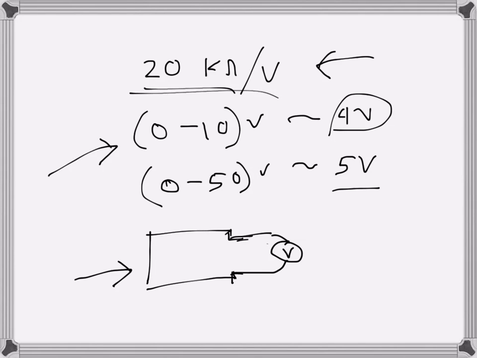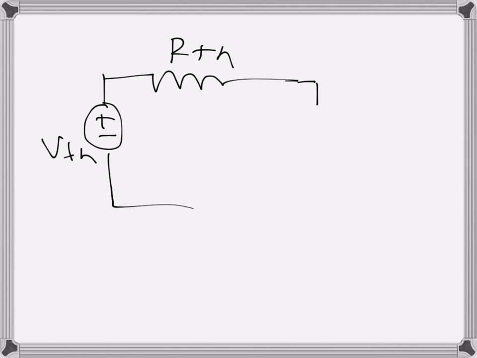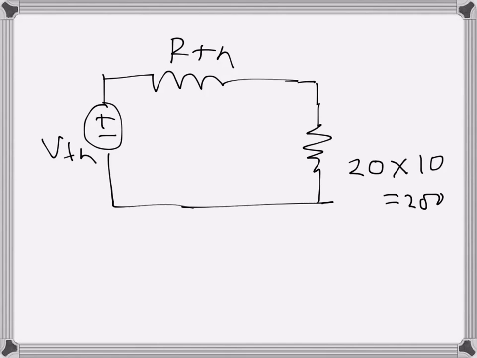So this is the sensitivity, and for the voltmeter that has a range of 0 to 10 volts, we can use the equation: sensitivity times the maximum voltage of the range. So that is 20 kilo ohms times 10, which is the maximum voltage of the range, is 200 kilo ohms. So that is the resistance that it possesses. Since it is open circuit, we can just apply this resistance here.